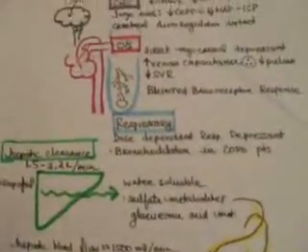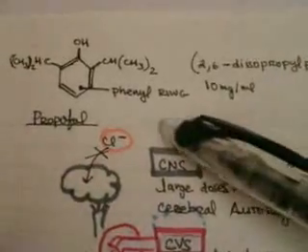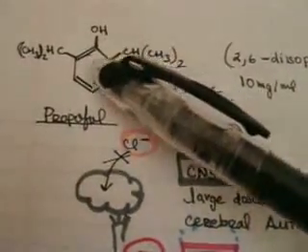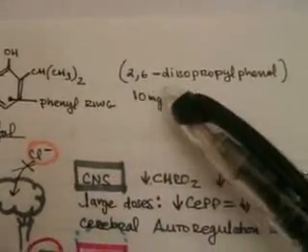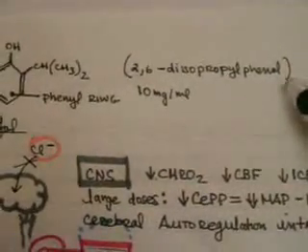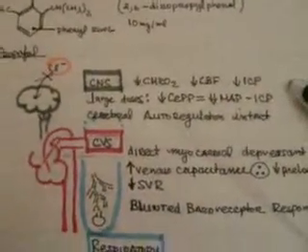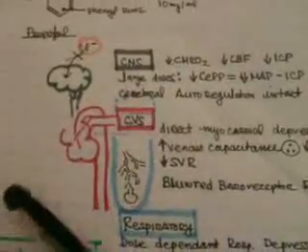And we'll look at propofol in greater detail, and we'll look at the structure of propofol, and we can see that there's a phenyl ring with two isopropyl groups attached to the phenyl ring at the second and the sixth position. Therefore, the name is 2,6-diisopropyl.